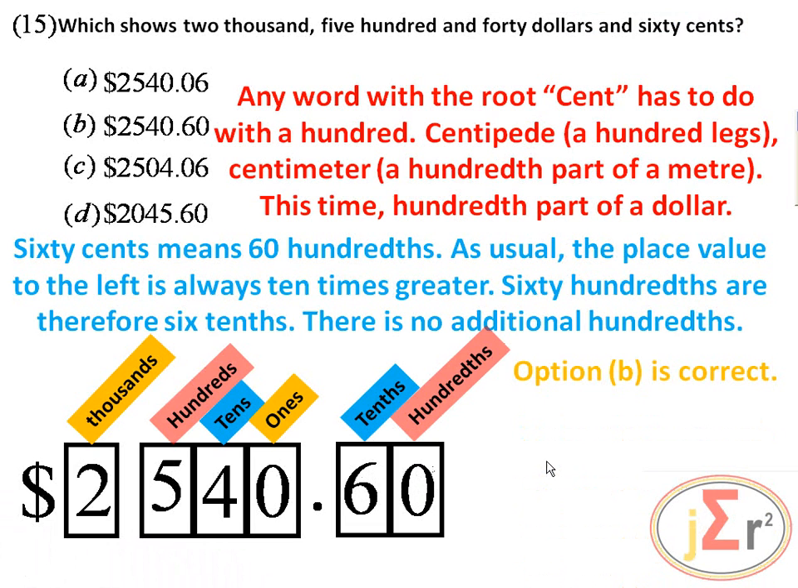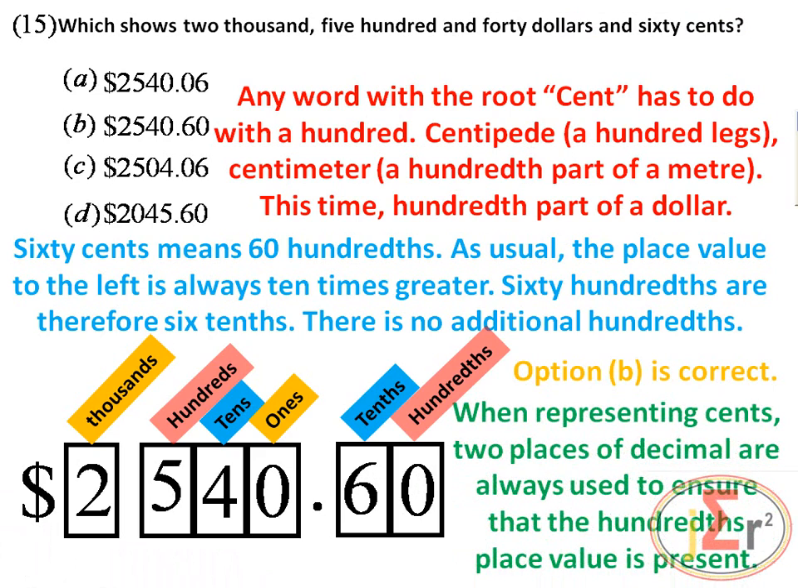Option B is correct, as Jerry stated before. Option B is correct. When presenting cents, two places of decimal are always used to ensure that the hundredths place value is present when you are dealing with cents. And when we are programming, there was a computer program by the name of COBOL, Common Business Oriented Language. And in that Common Business Oriented Language, we really made use of dollars because it is business oriented. And we therefore always ensure that we have two decimal places when we are dealing with currency because of the hundredths of a dollar represented by the cents.